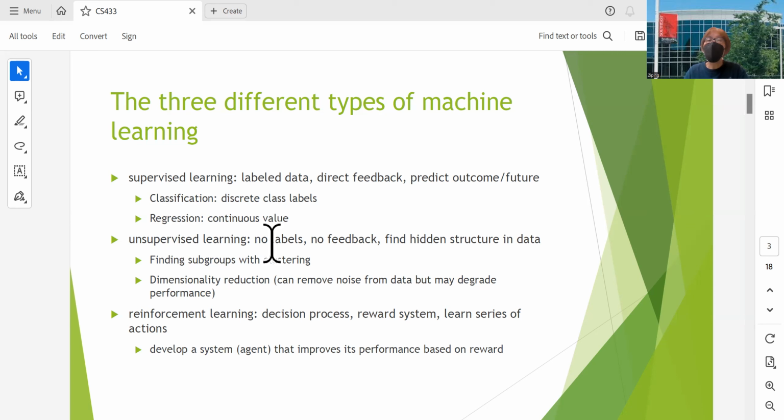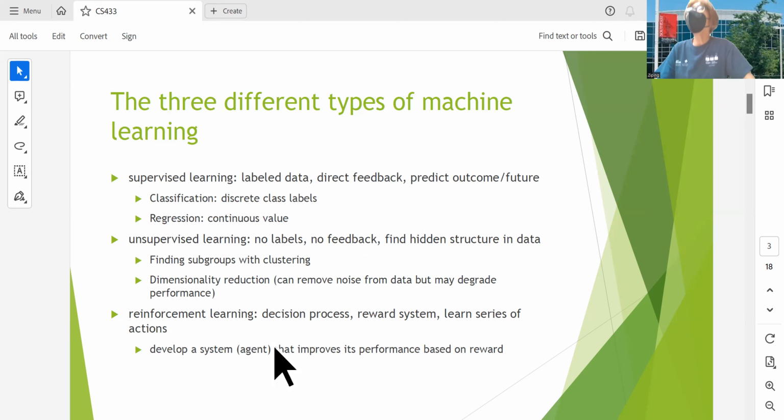The second is unsupervised learning. Unsupervised learning is when you have the data, but you have no idea what it is. So based on the data, you need to do something. We need to find the hidden patterns in the data. Normally we can find subgroups with clustering, and we can also do dimensionality reduction. Later on we will see that's quite a useful technique to remove noise.